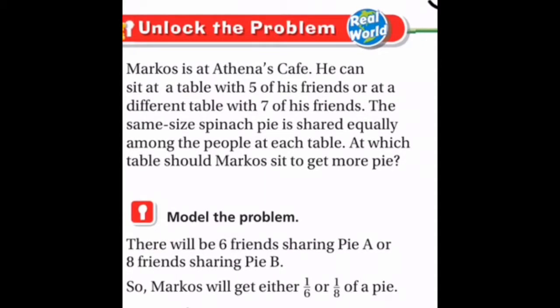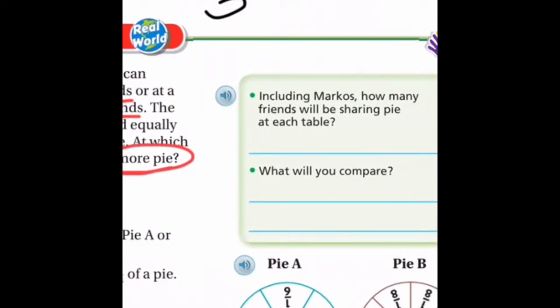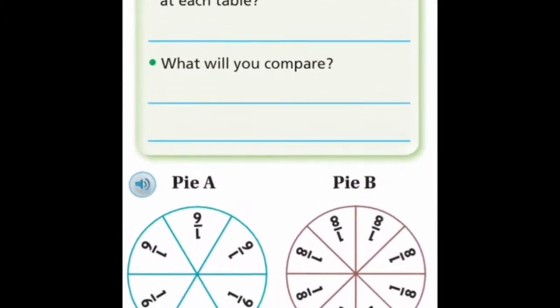It says Marcos is at Athena's cafe. He can sit at a table with 5 of his friends, or he can sit at a table with 7 of his friends. The same size spinach pie, yum, is shared equally among the people at each table. At which table should Marcos sit to get more pie? Okay. Including Marcos, how many friends will be sharing pie at each table?